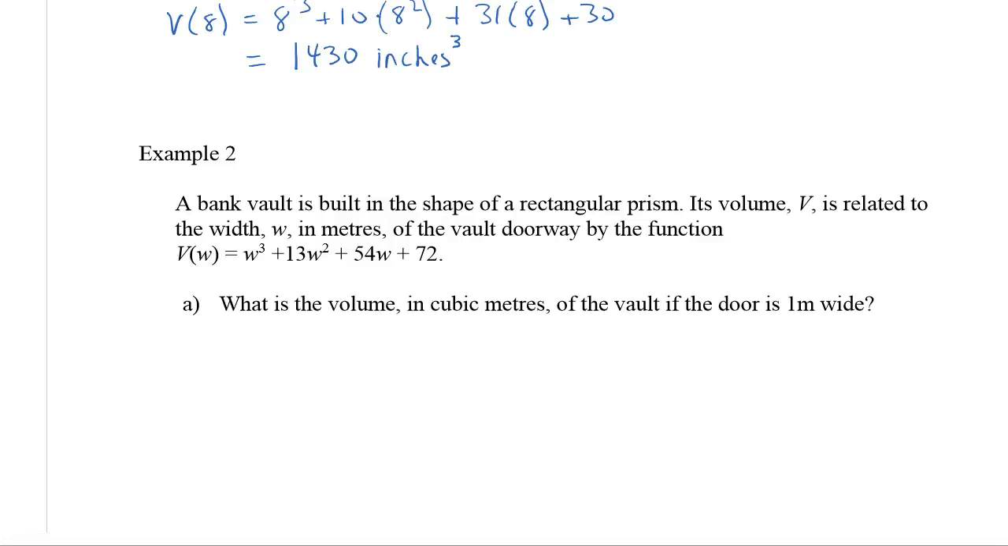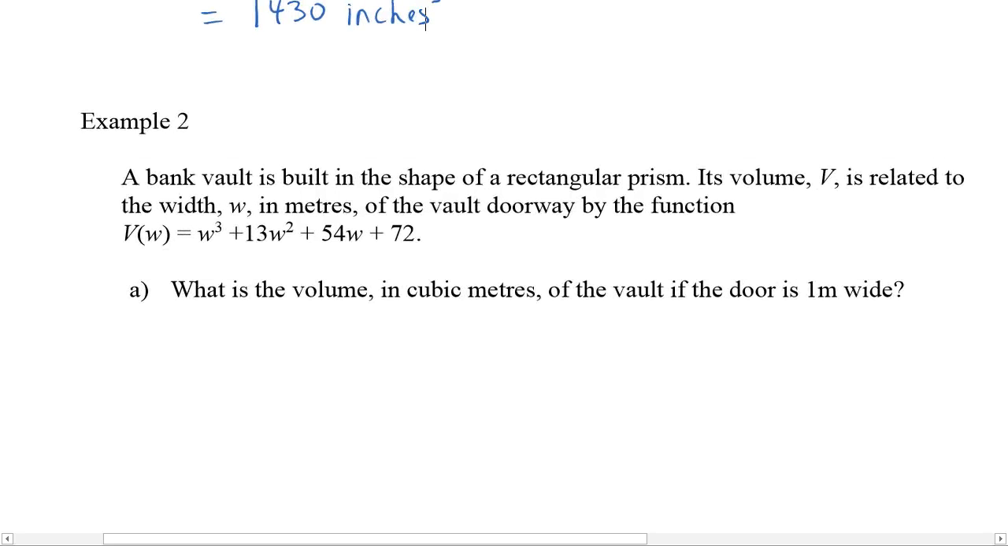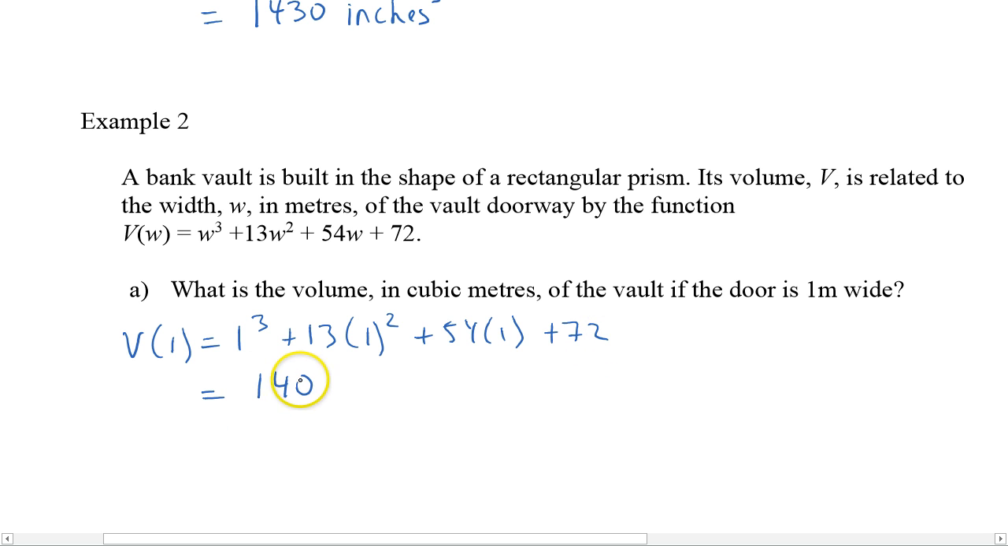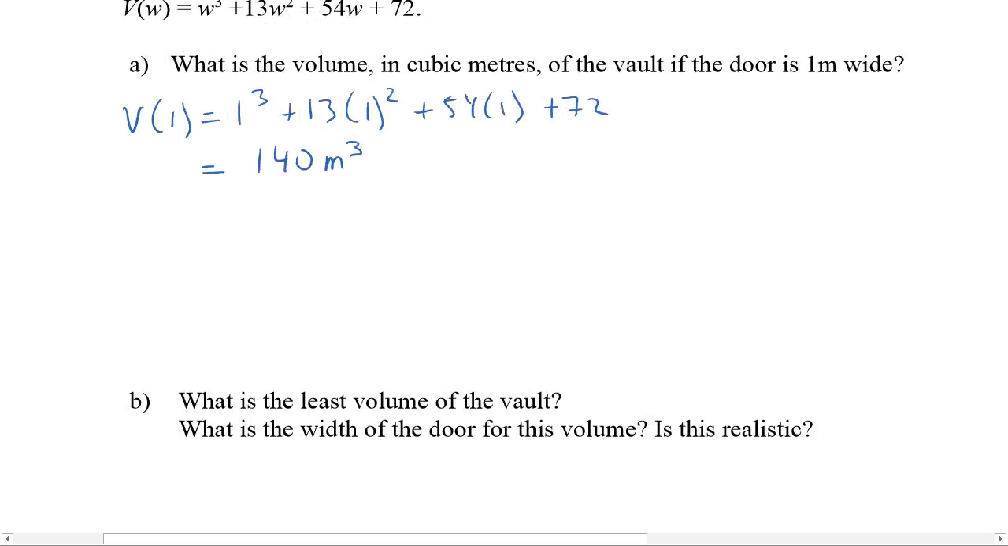Example number 2 says a bank vault is built in the shape of a rectangular prism. Its volume V is related to the width W in meters of the vault doorway by this function here. What is the volume in cubic meters of the vault if the door is 1 meter wide? Again, very easy. V at 1 is equal to 1 cubed plus 13 times 1 squared plus 54 times 1 plus 72. That will be 140, and the units will be meters cubed. There's the answer. And then it says, what is the least volume of the vault?